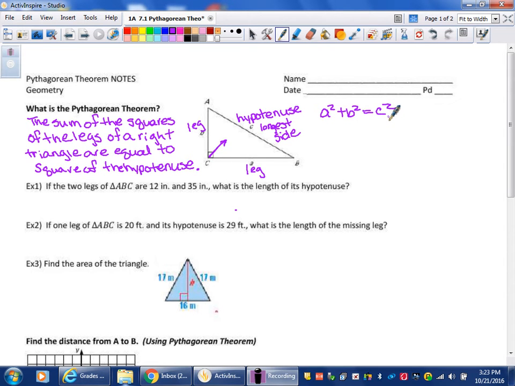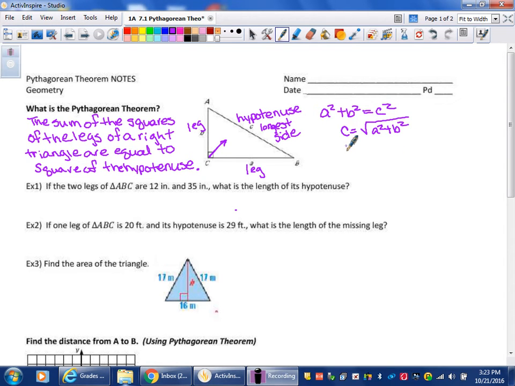But when it comes to us solving for certain sides of a right triangle, we aren't solving for c squared or a squared or b squared. So there's some shortcuts I'd like you to learn. So if they want us to solve for the hypotenuse, which is c, you would simply do the square root of a squared plus b squared.